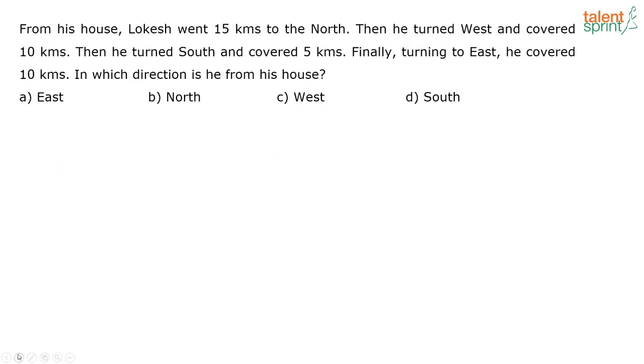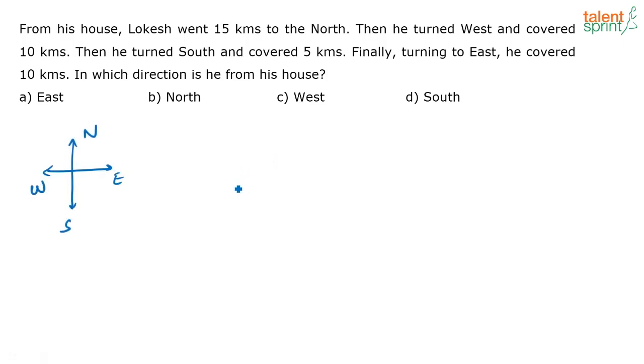Next, from his house, Lokesh went 15 kilometers to the north. Then he turned west and covered 10 kilometers. Then he turned south and covered 5 kilometers. Finally, he is turning to east. He covered 10 kilometers. In which direction is he from his house? So give me the answer for this one.